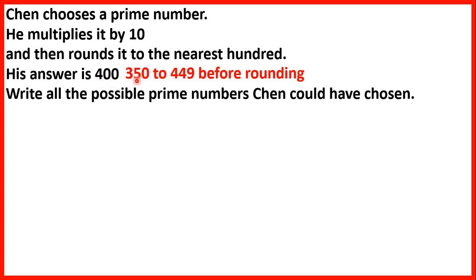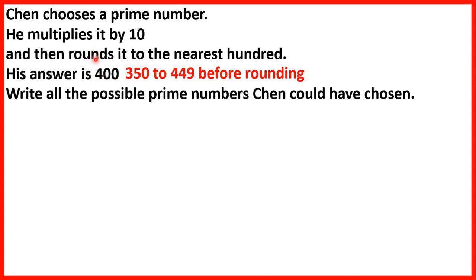If we have a 5 in our tens, we round up, so the 3 becomes a 4, but if we have a 4 in our tens, we round down, so the 4 stays the same. So 350 is the smallest number that rounds to 400, and 449 the largest number.